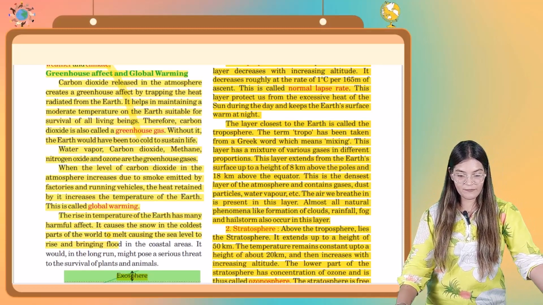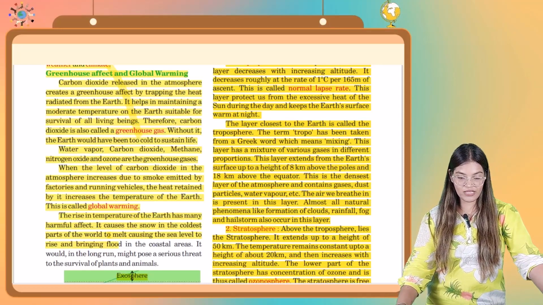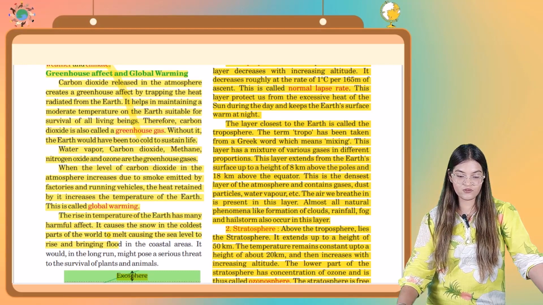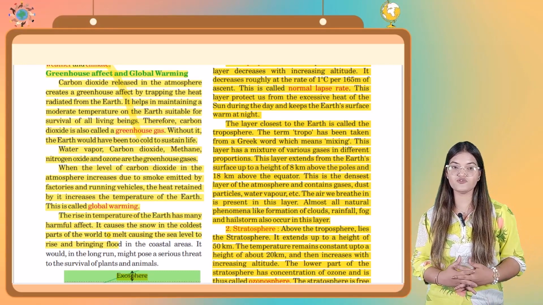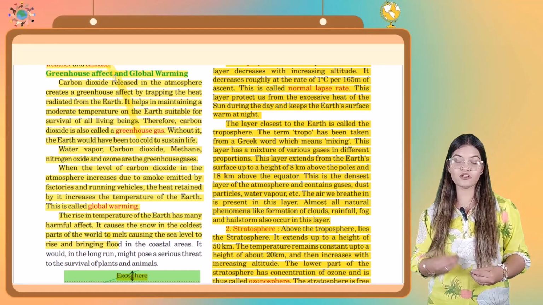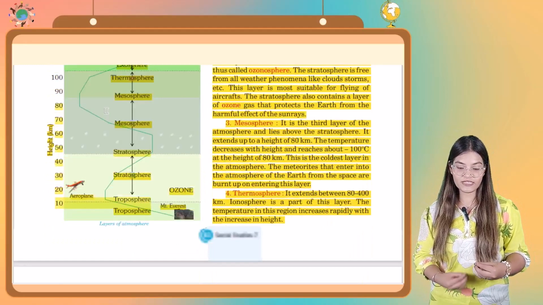The rise in temperature of the earth has many harmful effects. It causes the snow in the coldest parts of the world to melt, causing the sea level to rise and bringing flood in the coastal areas. In the long run might pose a serious threat to the survival of plants and animals. काफी ज्यादा अगर फ्लड आ जाता है तो उससे हमारे जो प्लांट्स और एनिमल्स हैं उनकी लाइफ, मतलब उनका जो सर्वाइवल होता है वो काफी ज्यादा टफ हो जाता है.